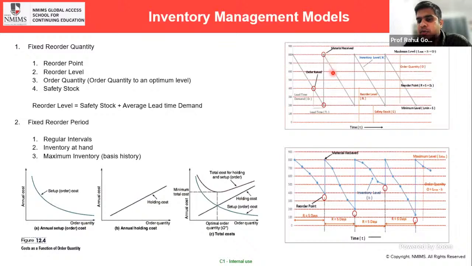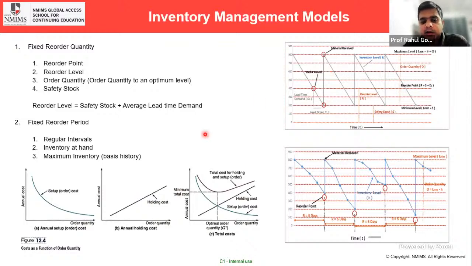Again you are consuming, you come to this level, and then you place an order. So this is how it is happening, and the reorder quantity that you are ordering is a fixed order quantity.